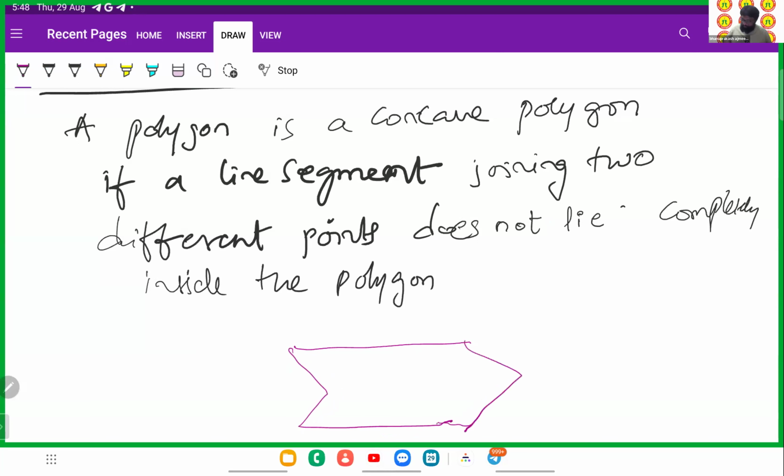So if you see this polygon, is any line segment joining two points lying inside? If you see here, this line segment is out. This line segment is out. This is also out. They are lying outside only. So are all of them lying outside or not? Yes, sir. Okay.